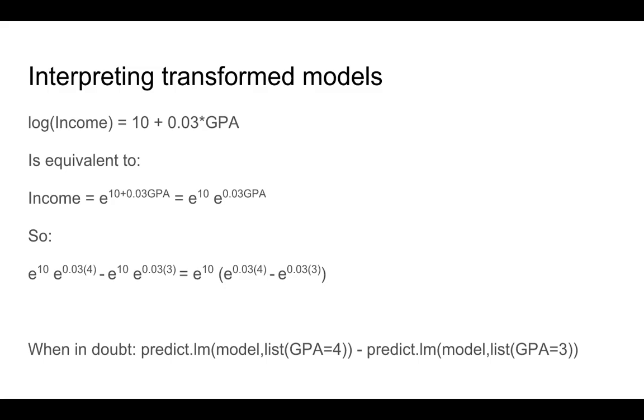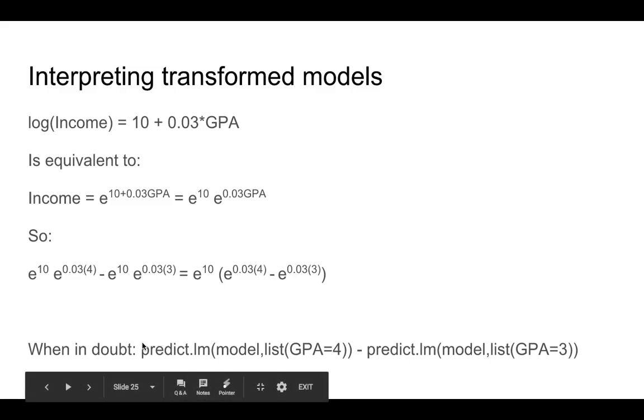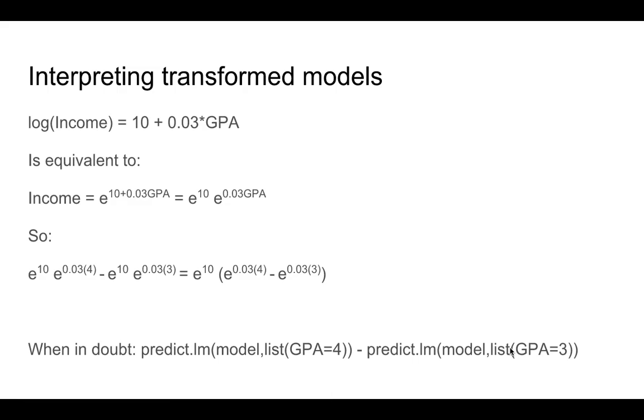Or, as mentioned earlier, we can take a predict.lm statement, tell it GPA equals 4, minus the same predict.lm statement, but with GPA equals 3. You're welcome to do either on the exam, whichever you're more comfortable with. So, to your question, any questions on here?